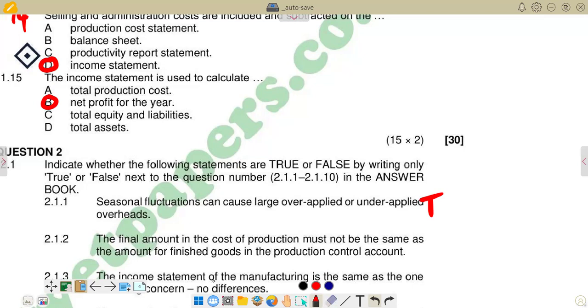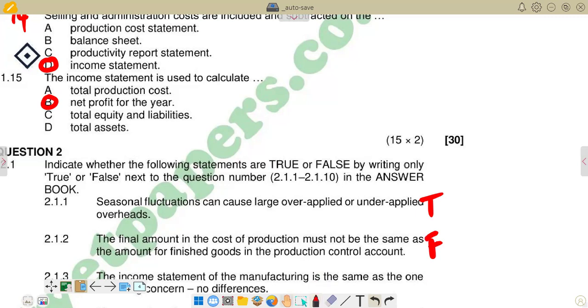That's why at the end of the production cost statement, we are supposed to add opening work in progress, then subtract closing work in progress. We are trying to match the equivalence of finished goods out of the work in progress. So you see that 2.1.2 is false, so we can mark it with an F.